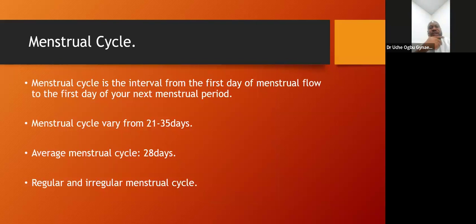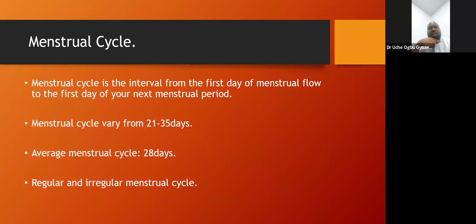So let's talk about the menstrual cycle. The menstrual cycle is the interval from the first day of menstrual flow to the first day of your next menstrual period. Commonly, most women struggle with calculating their menstrual cycle. They start calculating from a day after their period. That is wrong. The first day of your menstrual cycle is the day you start seeing blood, and you calculate to the next period. And like I earlier mentioned, it's supposed to be regular.